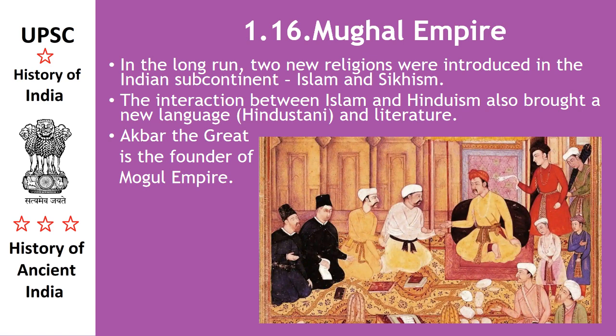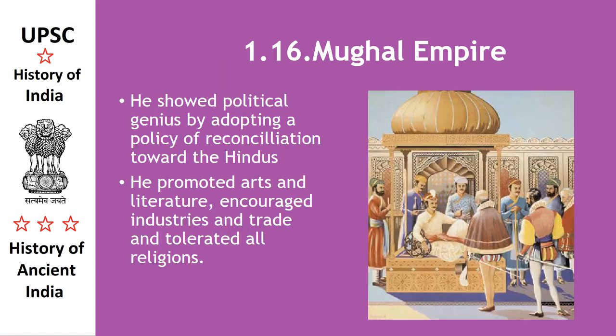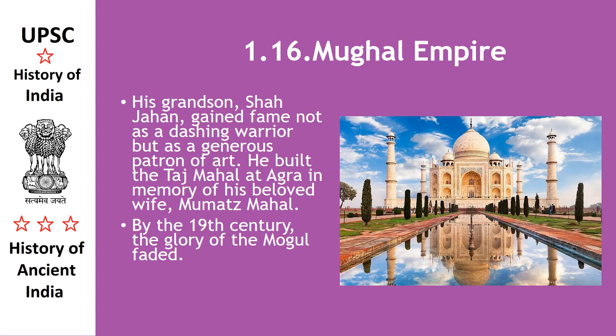Akbar the Great is the founder of the Mughal Empire. He showed political genius by adopting a policy of reconciliation toward the Hindus. He promoted arts and literature, encouraged industries and trade, and tolerated all religions. His grandson, Shah Jahan, gained fame not as a dashing warrior but as a generous patron of art. He built the Taj Mahal at Agra in memory of his beloved wife, Mumtaz Mahal. By the 19th century, the glory of the Mughals faded.